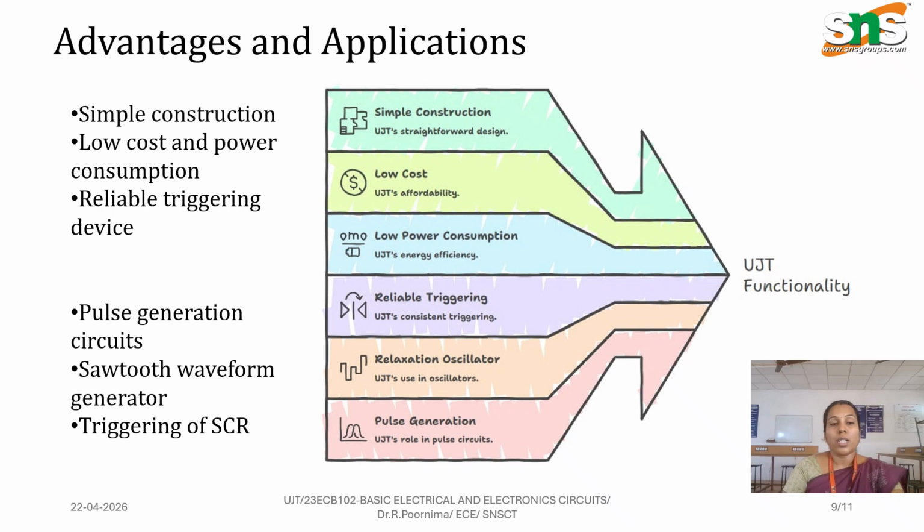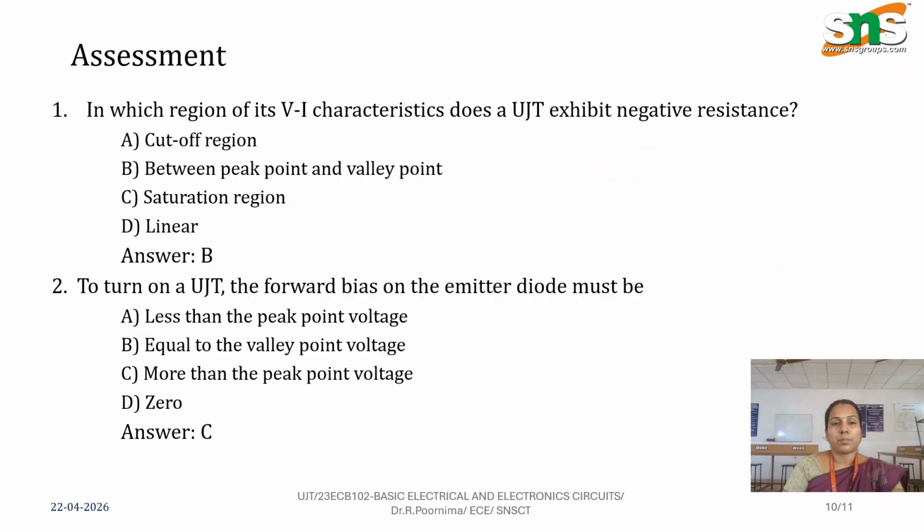It is a reliable triggering device, and due to these features it is used in the following applications like pulse generation circuits. It cannot be used for amplifiers, but it can be used for pulse generation circuits, and also as a sawtooth waveform generator, and for triggering of SCR. So these are the various applications of unijunction transistor.